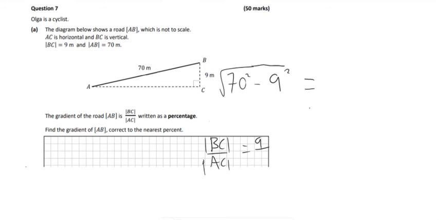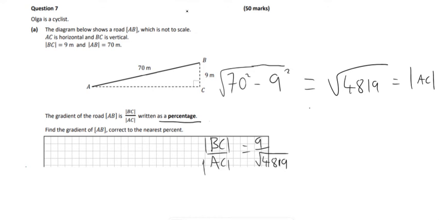That's going to be root 4819. So that's the distance from A to C. Therefore we'll put that on the bottom: 9 over root 4819. Now the question asks us to write it as a percentage. At the minute it's just a ratio or a fraction.